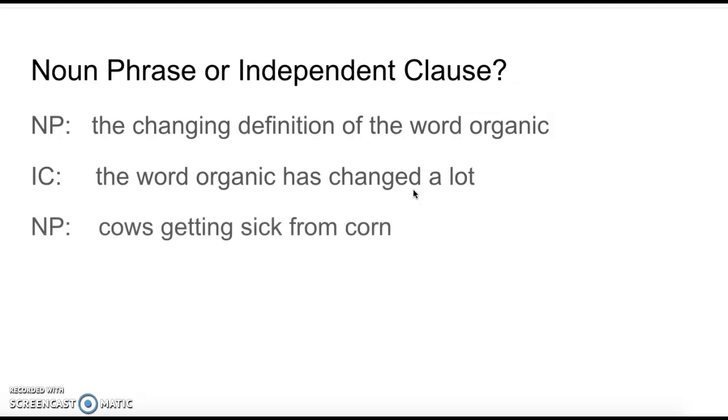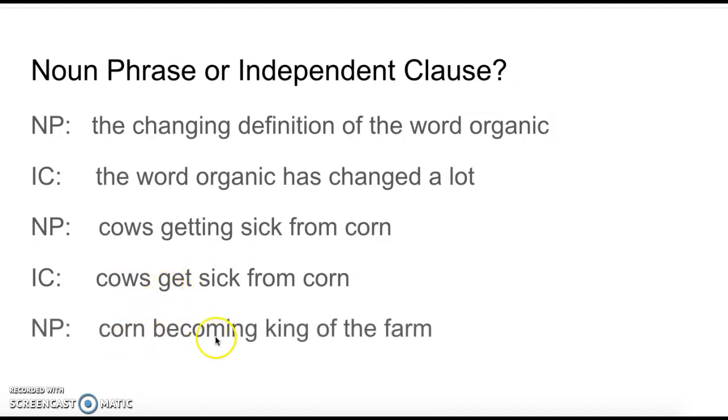Here's a noun phrase again. Cows getting sick from corn. It doesn't say cows are getting sick. So this is a gerund, and this is a noun phrase. Here, cows get sick from corn. Now we have subject, verb. This verb matches the subject. This is simple present tense.